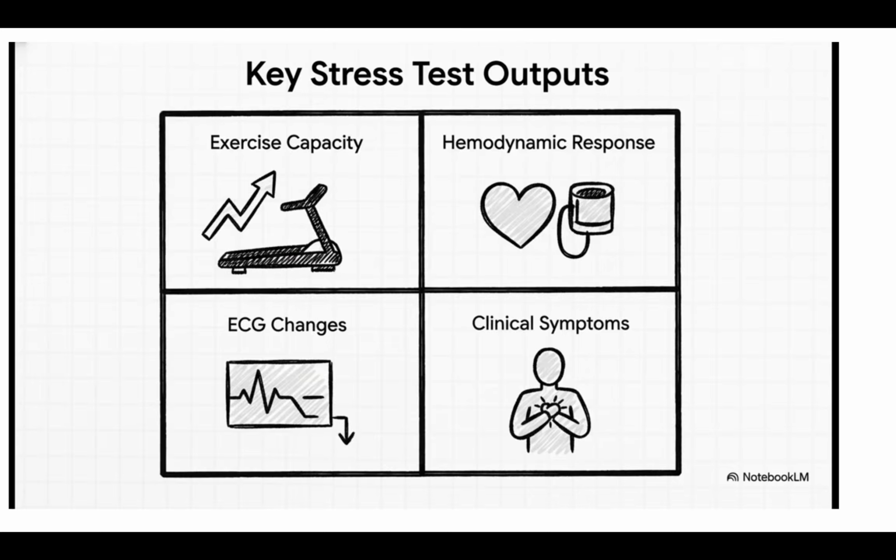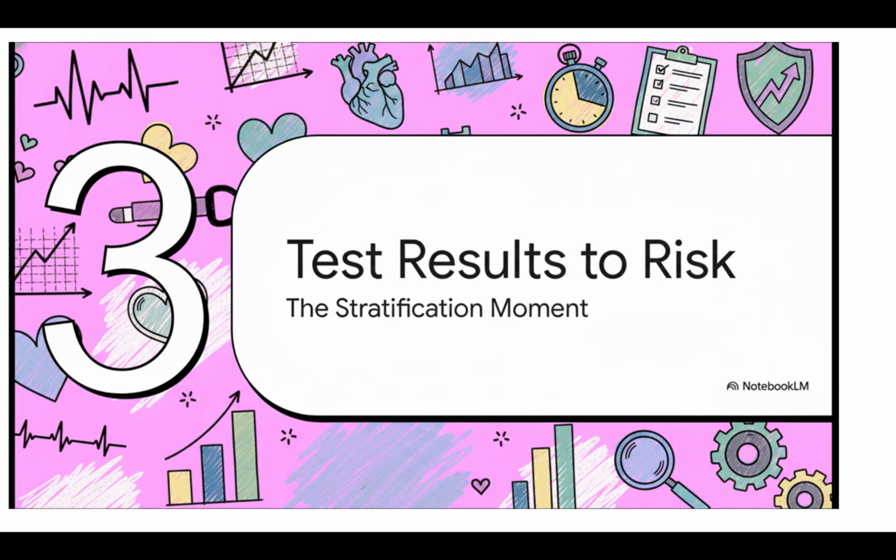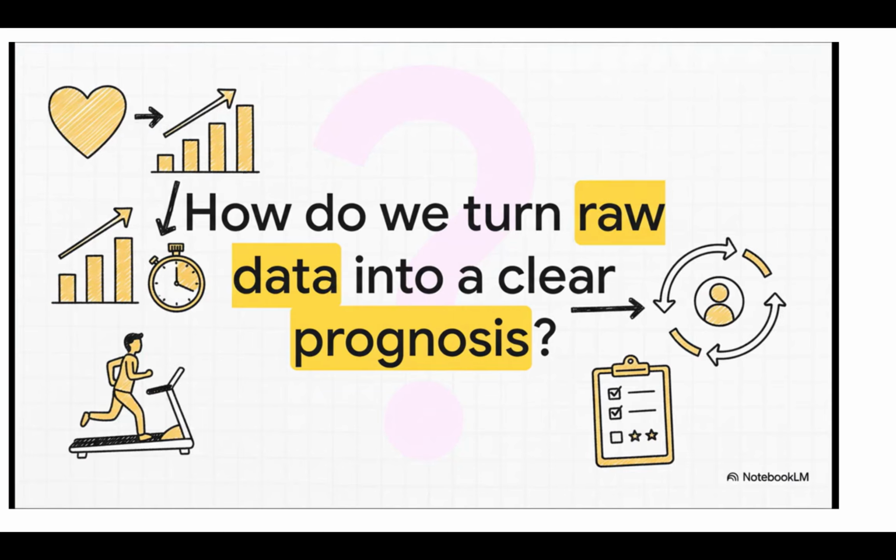And the result isn't a simple pass or fail. Nope. Instead, we're collecting this rich set of data with 4 key pieces of the puzzle. Their exercise capacity, which we measure in METs, their hemodynamic response, so blood pressure and heart rate, any changes on their ECG, and, so importantly, what the patient is actually feeling, their clinical symptoms. Okay, so we've gathered all the data, now we have to make a decision. This is what I call the stratification moment, where we pull everything we've learned together into a clear, actionable prognosis for our patient. This really is the million-dollar question, isn't it?